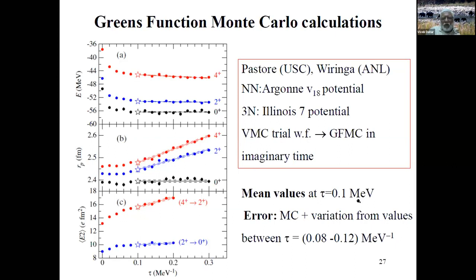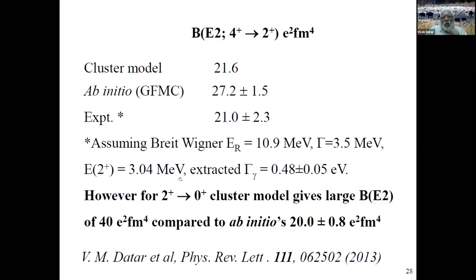And then at about the region between 0.08 and 0.12, they find that it's reasonably stable, and they use these values of various observables to compare with experiment. In this case, it's the B(E2). So for instance, the B(E2) that ab initio gives is about 27.2. The cluster model gives 21.6. And the experiment gives 21, with the caveat that we have only done a very simplistic Breit-Wigner resonance.